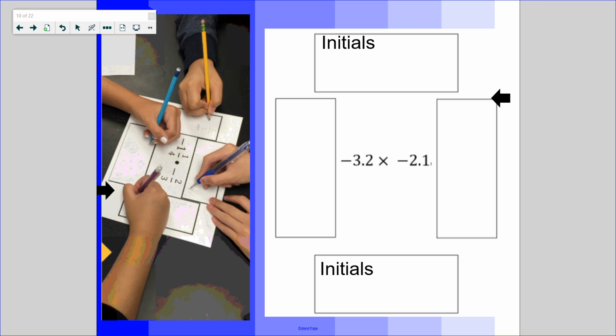So the last thing we're going to do is play 4 corners. You'll be given 4 questions. You will write your initials, and then you will solve a problem. Then as a group, you will come up with a final answer. So how would you solve this question?